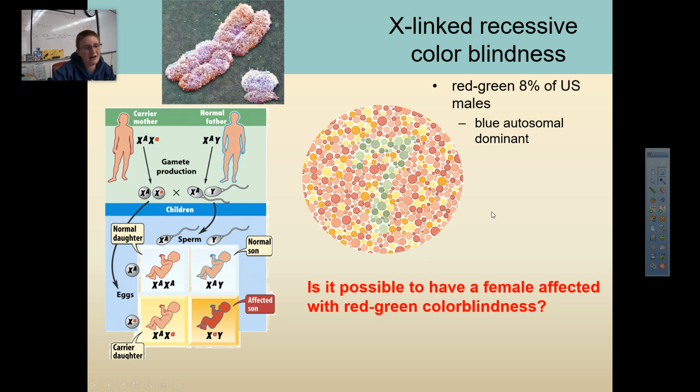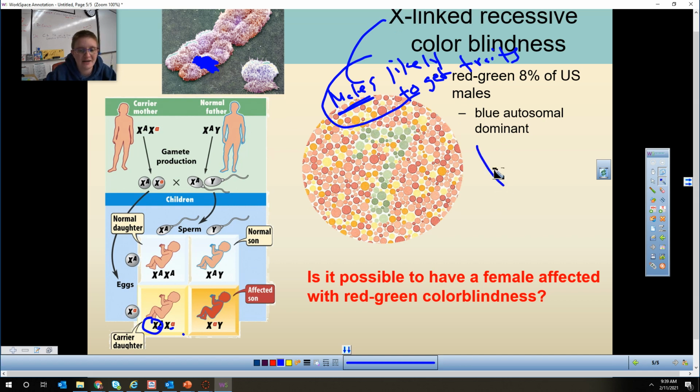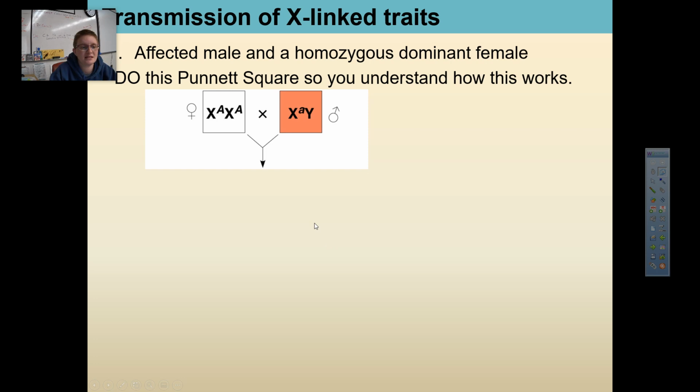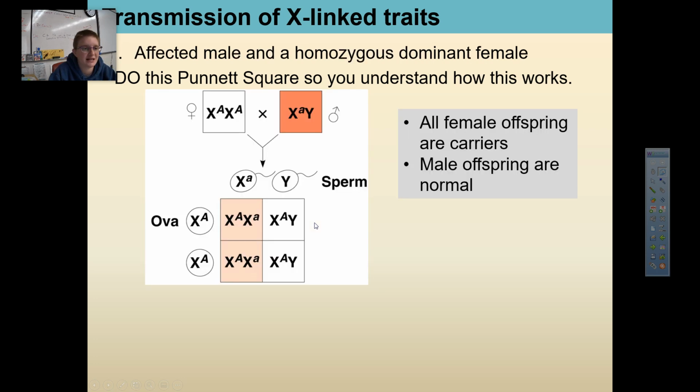So is it possible to have a female that is red-green colorblind? Of course it is. She would just have to have X little a, X little a. So her mom would have to give it to her and her dad would have to give it to her. That tells you the only way to have a female who's colorblind is to have a dad that's colorblind. Okay, so let's look at how these X-linked traits are transmitted.